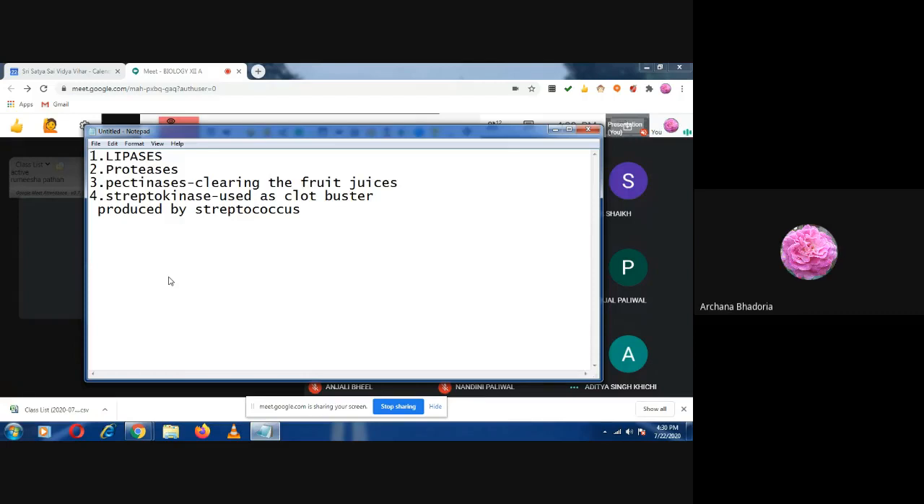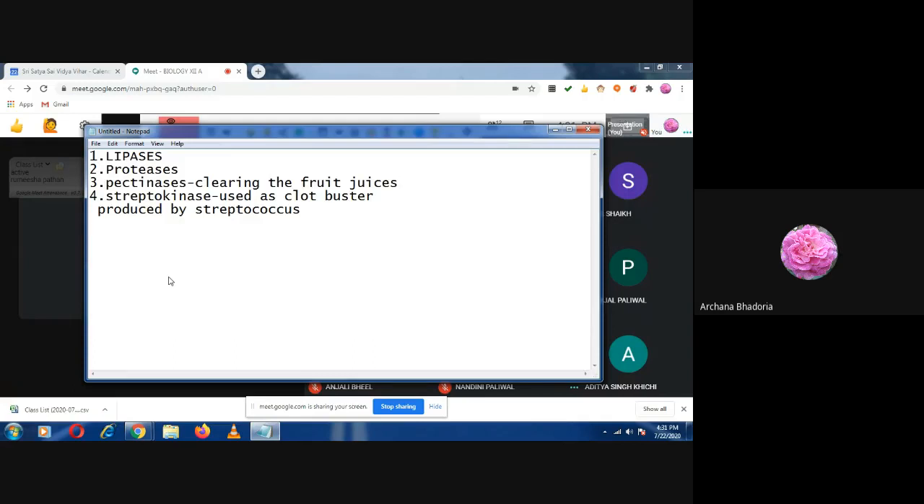Okay, Astha, quickly name the four enzymes. Yes, ma'am. The first enzyme is lipases. The second one is pectinases, third one proteases, and the last one streptokinase. What is the common name for the streptokinase, or what is it used for? Ma'am, it is used as clot buster. Okay. Why are you calling it clot buster? Ma'am, because cholesterol deposits block the arteries, so for dissolving that clot, this streptokinase is used. So this enzyme will dissolve the blood clot from the blood vessels.